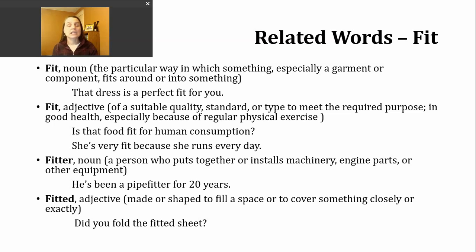The last word we're going to take a look at today is the adjective fitted. So I know I said earlier that you tend not to hear this past tense form used in the United States, but you do hear it used as an adjective. So the adjective fitted means made or shaped to fill a space or to cover something closely or exactly. So here is an example of this adjective. Did you fold the fitted sheet?